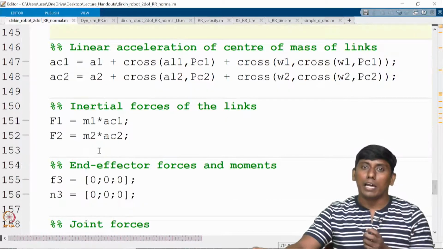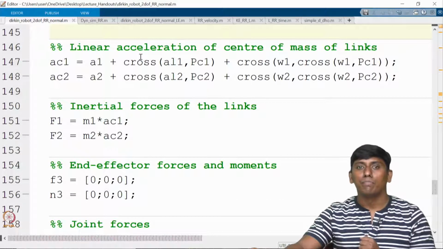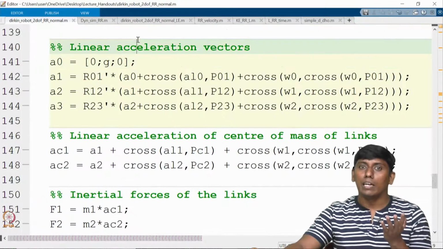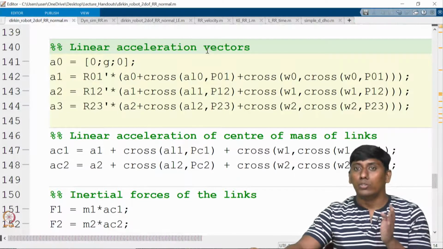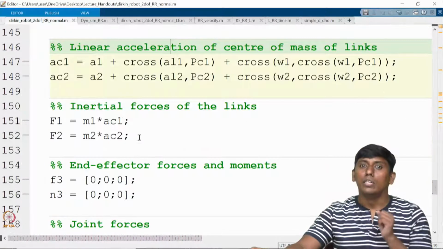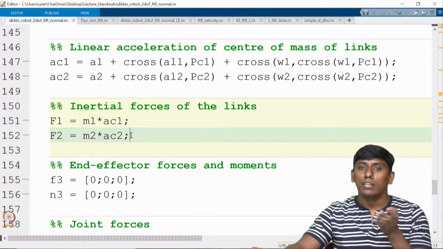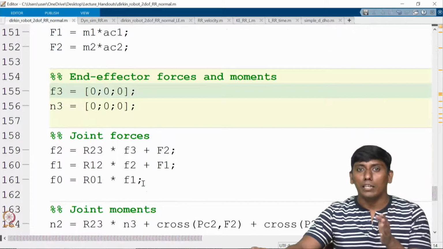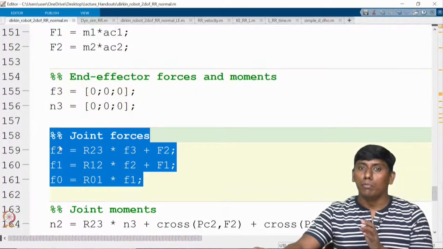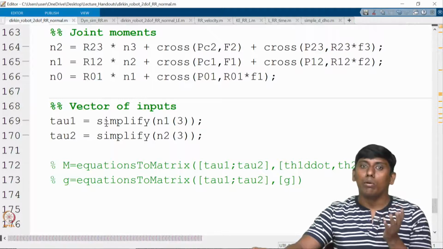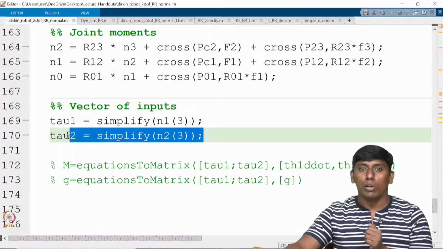Then we calculated the linear acceleration of the center of mass, and then the inertial forces of the link. So far we have calculated the linear acceleration vectors of joints and the linear acceleration of the center of mass. Here the link has come, so now we have calculated the link inertial forces. Now we come backward to the joint forces and moments, starting with the end effector. Then we calculated the joint forces and moments. The third element of the joint moment is equivalent to your input, and that is what we derived.